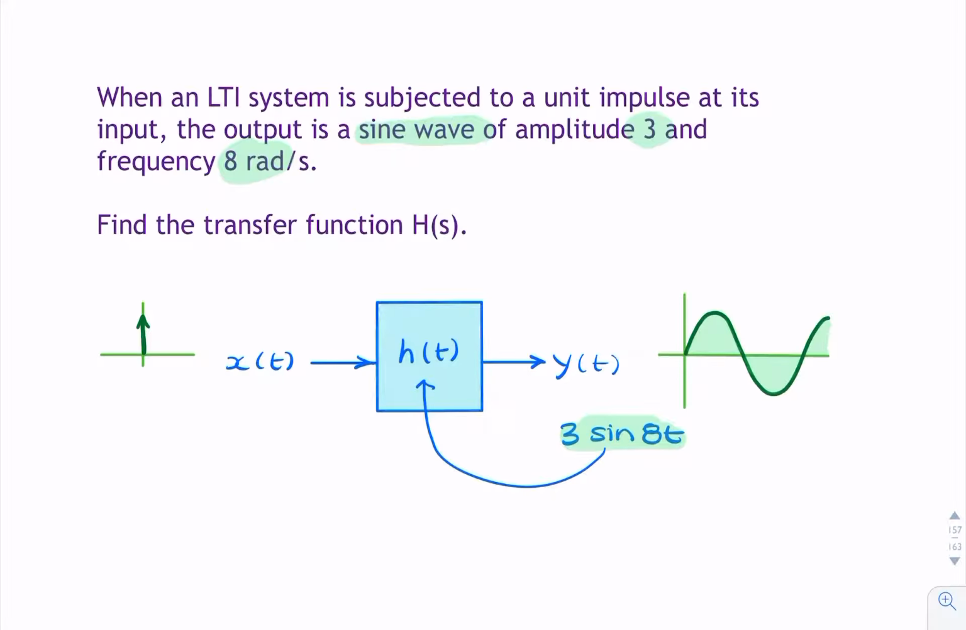To find the transfer function, we would need to find the Laplace transform of h of t. So what we're looking for is the Laplace transform of h of t. We can simply replace that with what we're given in the question, which is the sine function. So it's the Laplace transform of 3 sine 8t. This 8 radians per second, that's omega.